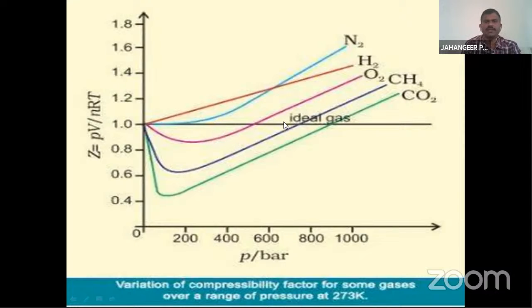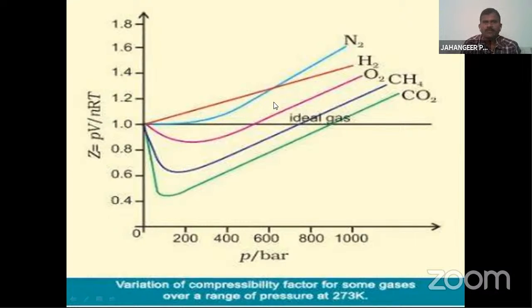Here, one of the parallel lines is parallel to the x-axis. That is the ideal gas line. With respect to the ideal gas line, we will observe the nature of the remaining gases. Some of the gas curves are below this ideal gas curve. Initially, oxygen, methane, and carbon dioxide are below this ideal gas line. Below this line means the Z value is less than 1. That's why the Z value is 0.8 or 0.6 or 0.4, their values are less than 1.